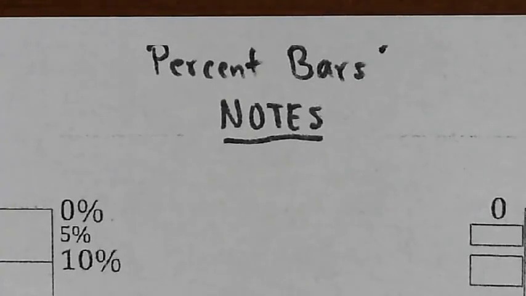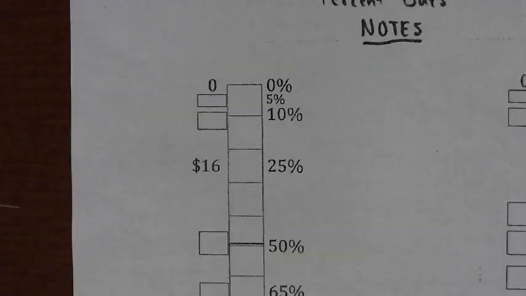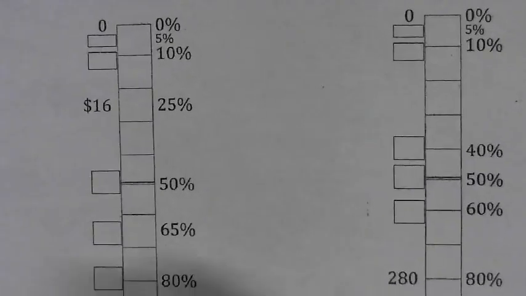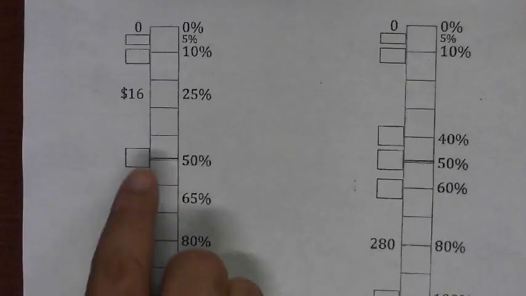Hey, these notes are for percent bars, and we're going to get started real quick here. So we're going to start with the first percent bar on the left side of your notes. You can see there are 2 percent bars, and one of them is on the left. So we're going to start with this one right here.